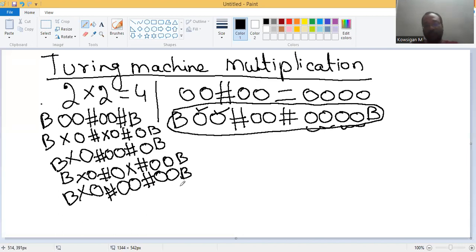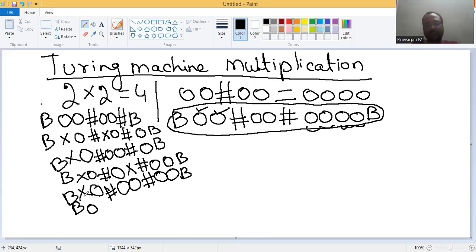So again go to the left hand side means you will be carrying with no operation, only transition will be taking place. So this 0 will stay as 0 and you have to move to the left hand side, and this 0 will stay as 0 and move to the left hand side. You will be having hash here. Again move to the left hand side. So until you are reaching the x, you have to move to the left hand side. So now after reaching this x, it should be replaced as 0.